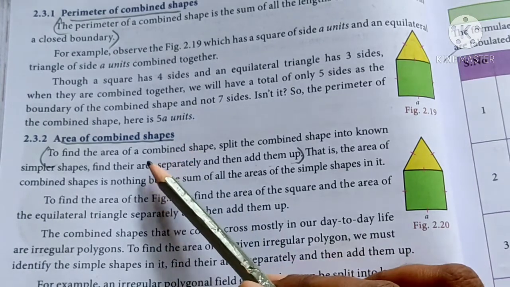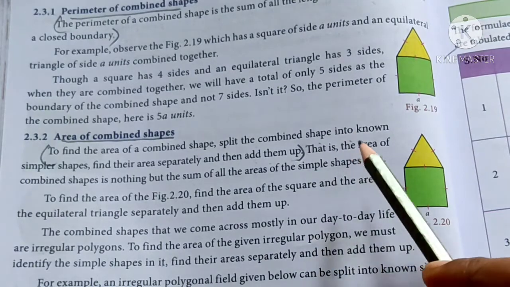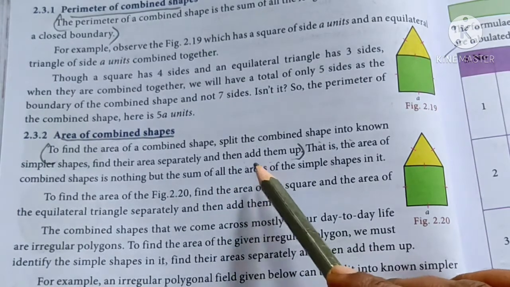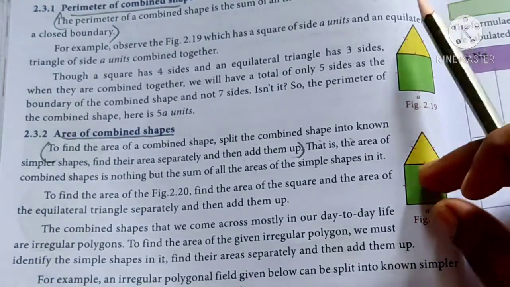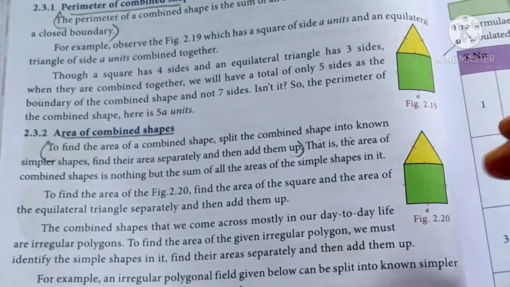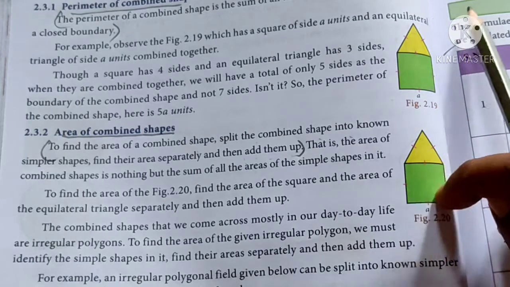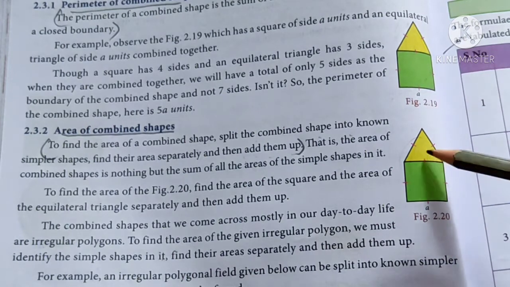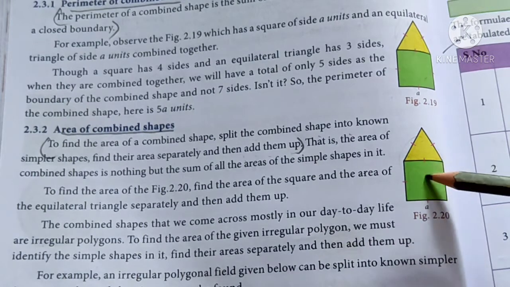To find the area of a combined shape, split the combined shape into non-similar shapes, find their areas separately and then add them up. Okay. So if you want the area of this combined shape, split it into non-similar shapes. Here the shapes are a triangle and a square. So split the combined shape into two shapes. Find their areas separately, the area of the triangle and the area of the square. Then we add these two values. We get the combined shape area.